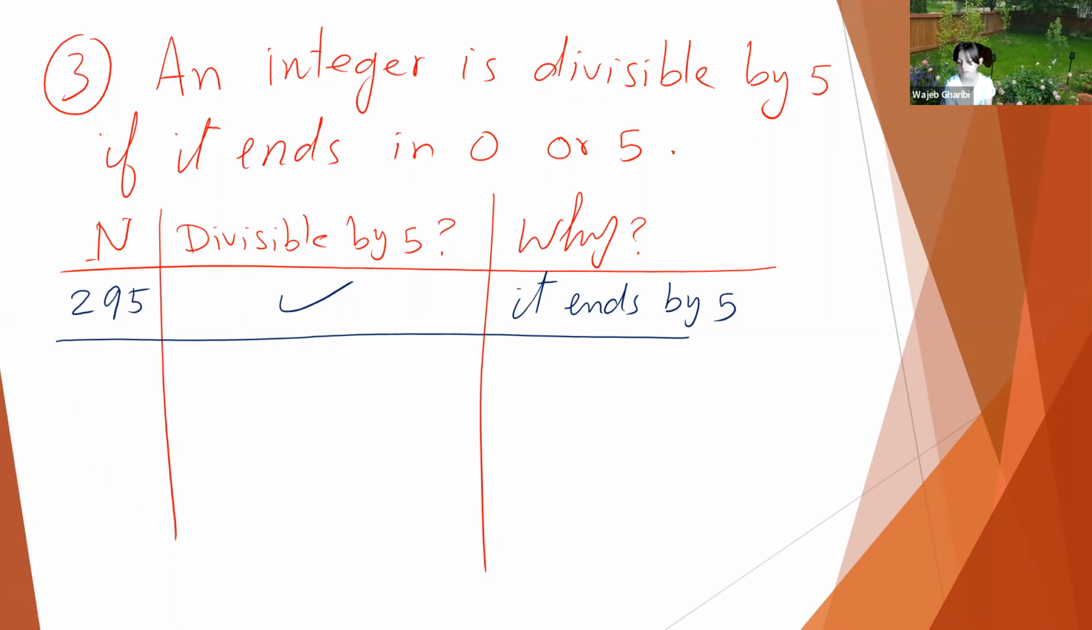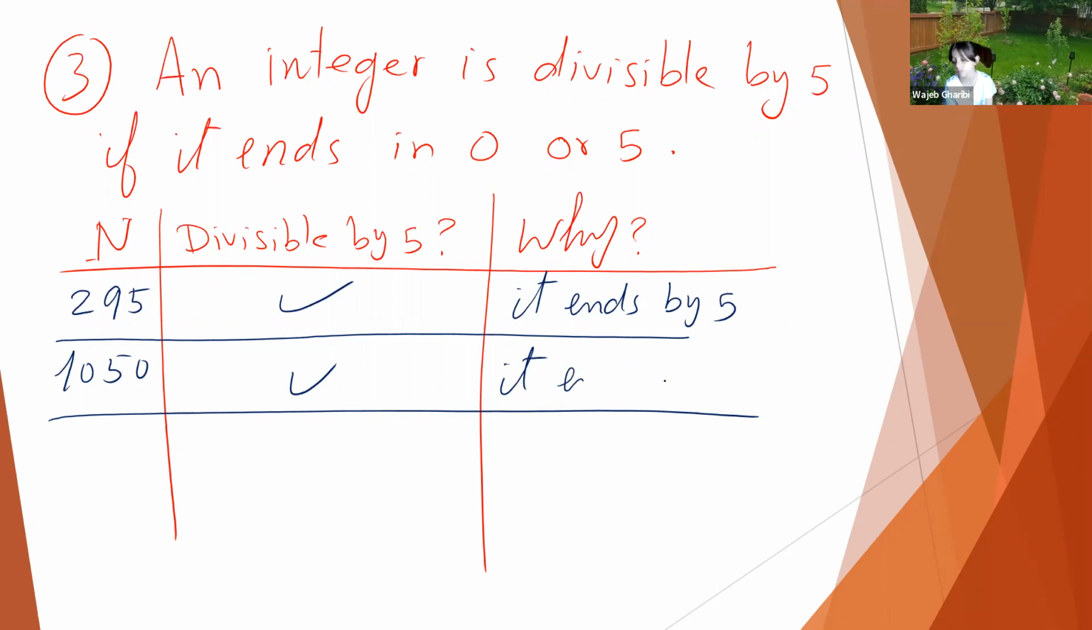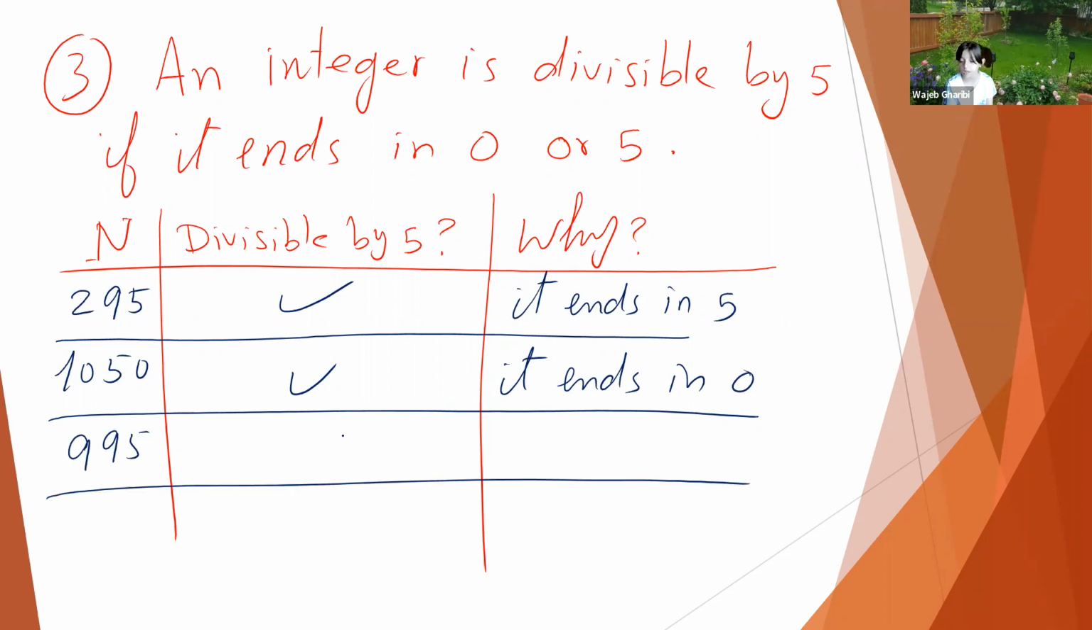Okay, how about 1050? Is it divisible by 5? Yes, because it ends in a 0. It ends in 0, not in 5. How about 995? Yes. Why? Because it ends in 5.